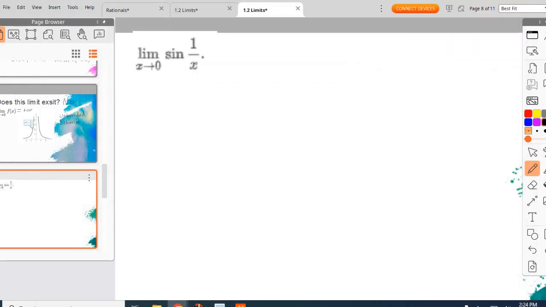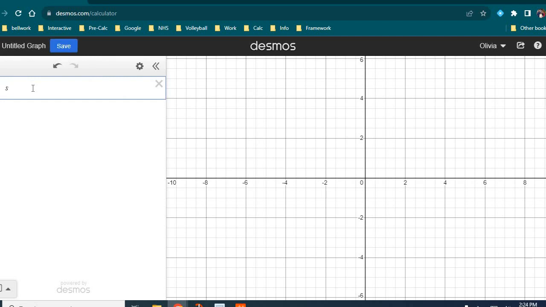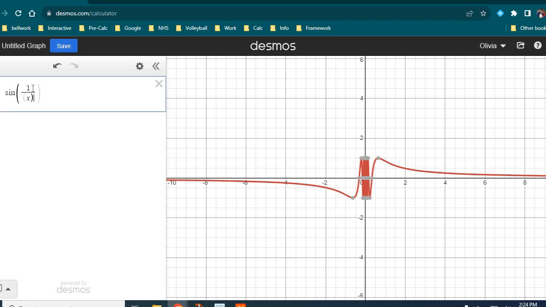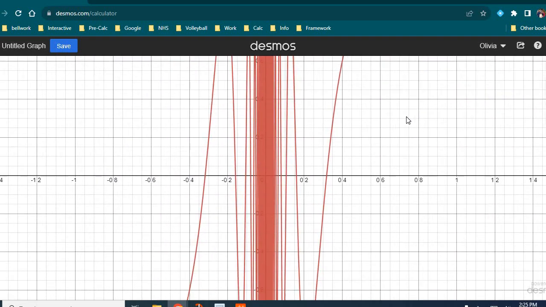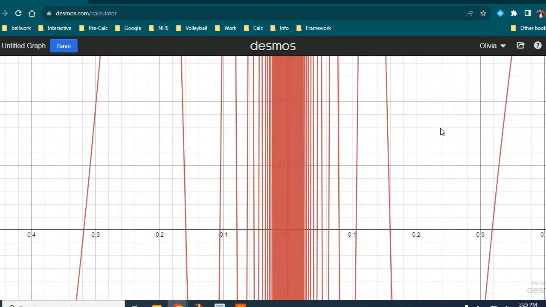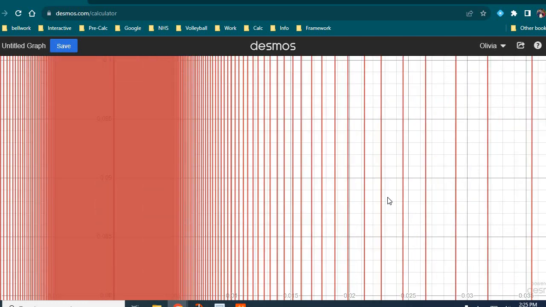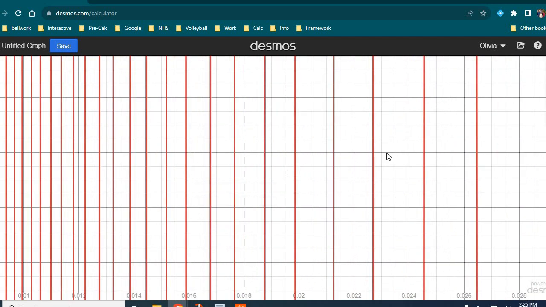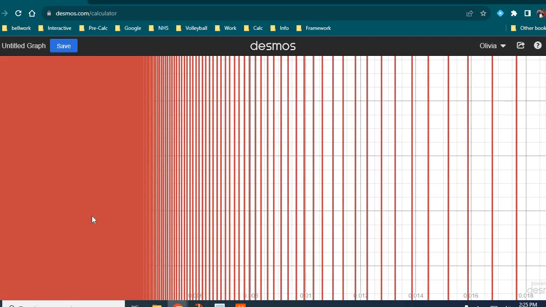So I have sine of 1 divided by x. And again, remember that our limit is approaching 0, so we want to get closer and closer to 0. But what happens to our squiggles? They get faster and faster. Yes, my frequency gets larger and larger, right? Yes?